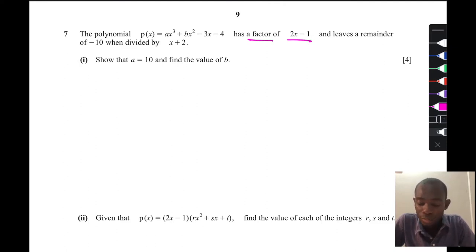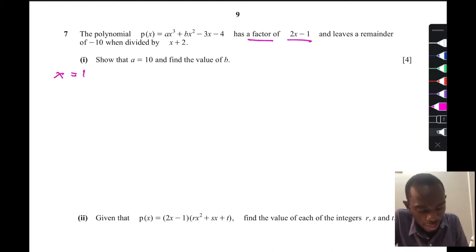That also means that when we find the zeros of the first polynomial, in this case, since 2x minus 1 is a factor of the entire polynomial, if we equate it to 0, we have x equals half. When you put half into this p, we should get 0, since it doesn't leave a remainder. If it's a factor, it's not going to leave a remainder. All right, so let's check that out.